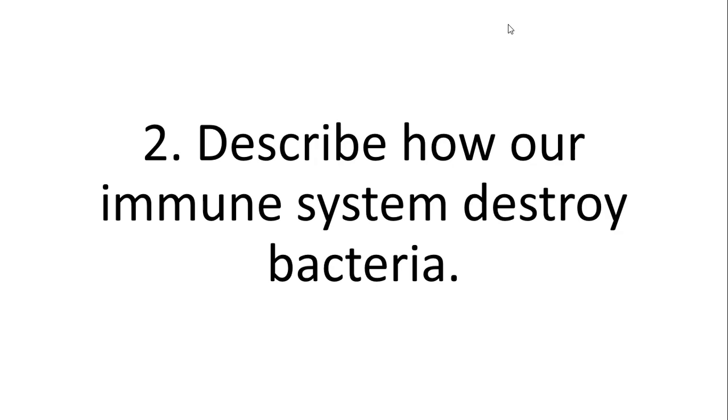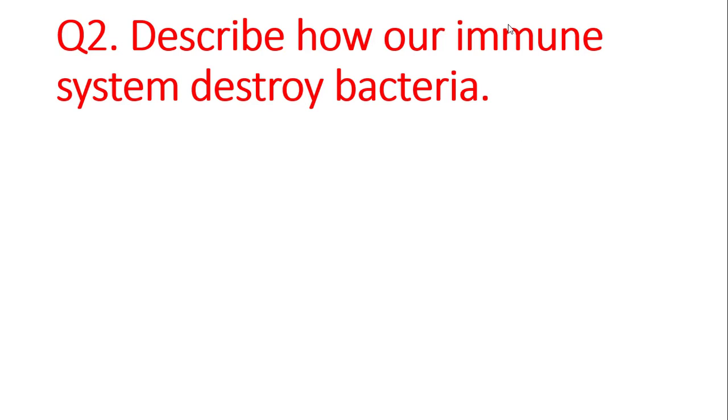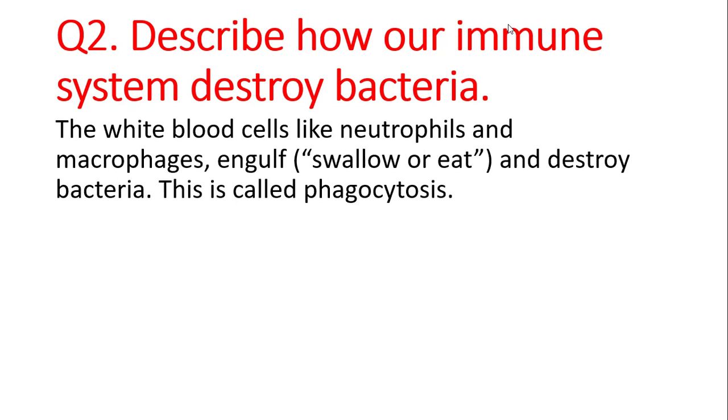We're asked to describe how our immune system destroys bacteria. In several ways it does this, so we are going to look at some of them. It chiefly involves the white blood cells. That is when the bacteria gets into the system, into the body itself. Here white blood cells like the neutrophils and macrophages engulf and destroy bacteria. The engulfing of bacteria is called phagocytosis.